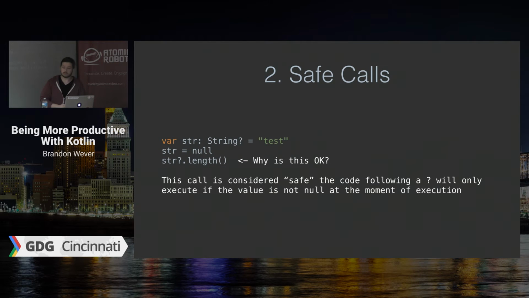If the variable is nullable, would it be valid to say str dot length and not have a question mark? So that is actually a compiler warning. It might be a compiler error to do that. So if you know that it's not going to be null at that time, you can use exclamation mark instead of the question mark, and then that will force unwrap it. So that's where you can run into some null pointer exceptions.